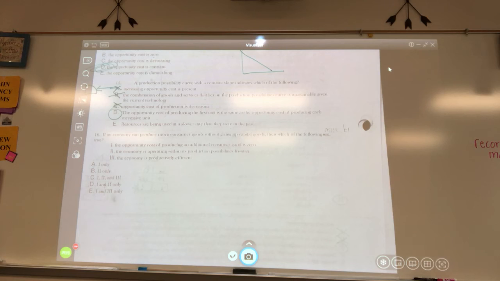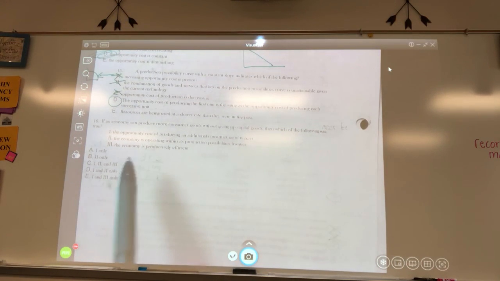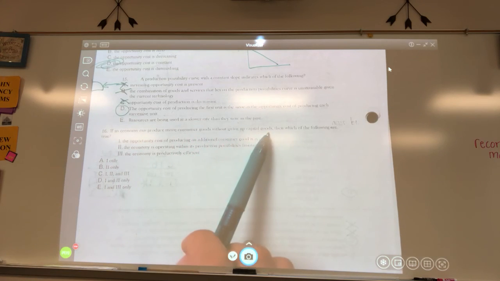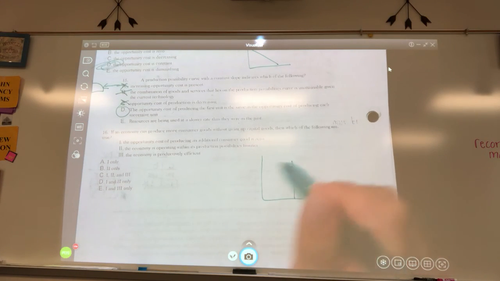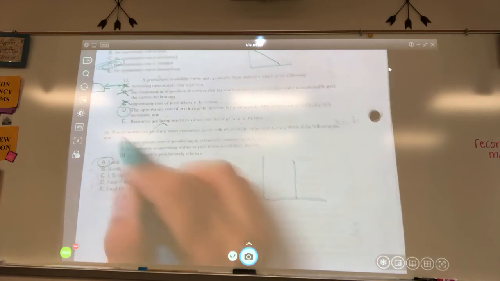Don't worry about this last one, because we're not going to do this, since it's more technical economics. It says if an economy can produce more consumer goods without giving up capital goods, is it even a line that goes down or bows out? The line looks like this, and so it would be A. We won't discuss that. Don't worry, it won't be on the test.